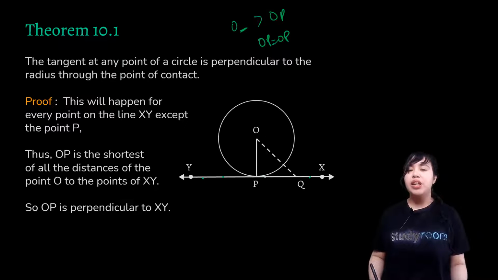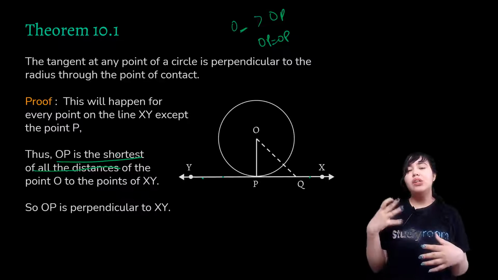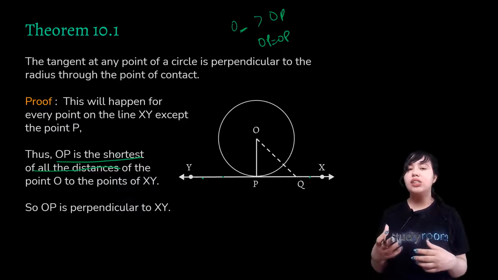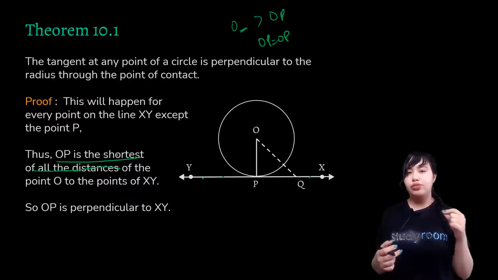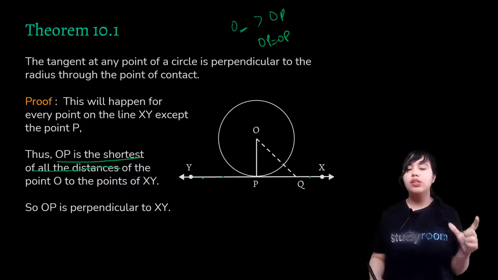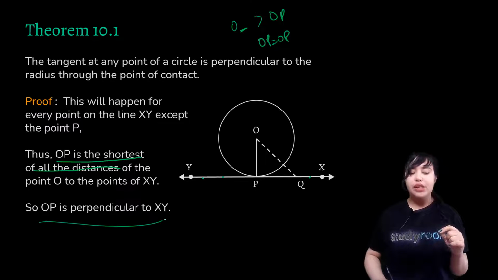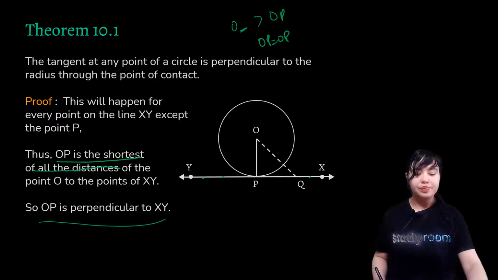Okay, so when you measure these distances, you'll realize that OP is the shortest of all distances. By all distances, we are measuring which distances? The distances between the center and the point that we're taking on the tangent to the circle. So the shortest distance would arise when we take OP. So OP is perpendicular to XY.